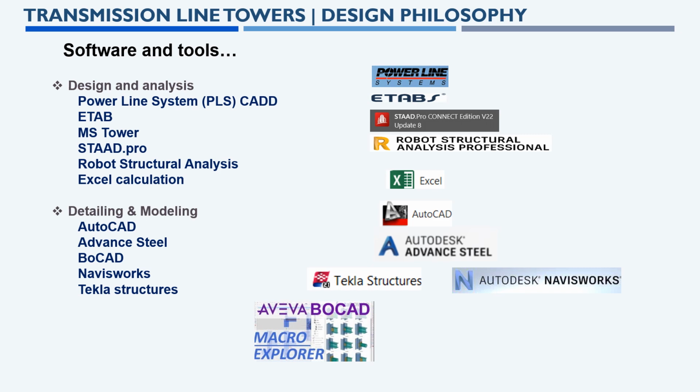Next one is the software and the tools to be used for transmission line towers. For design and analysis, Power Line Systems PLS-CADD, ETAP, MS Tower, STAAD.Pro, Robot Structural Analysis can be used. For detailing and modeling, AutoCAD, Advance Steel, BowCAD, Navisworks, Tekla Structures can be used. In addition to that, there are some other software also that may not be listed here.